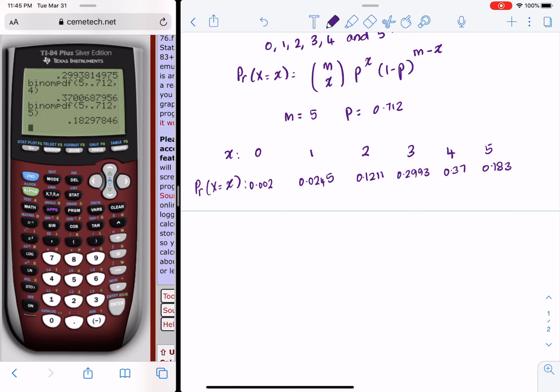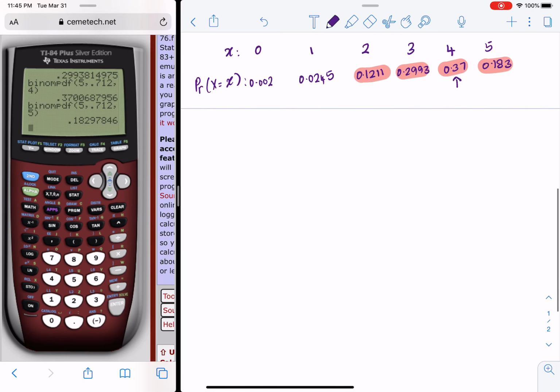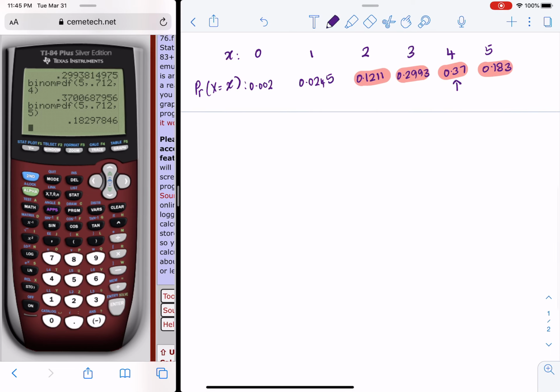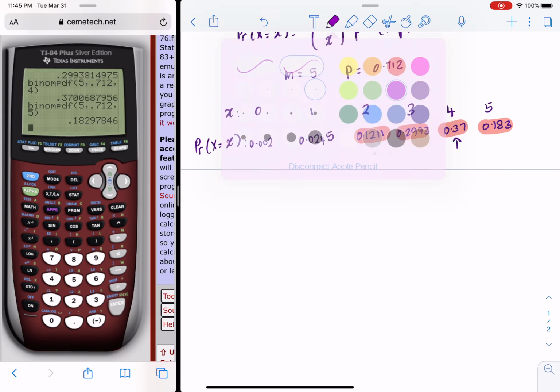So we have the distribution here, and based on this, we could see that it is more likely that the number of individuals out of the 5 who like tacos would be between 2 and 5. And the most likely possibility here would be 4, because that probability is 0.37. So now that we have this information, let's say someone asks you this question.